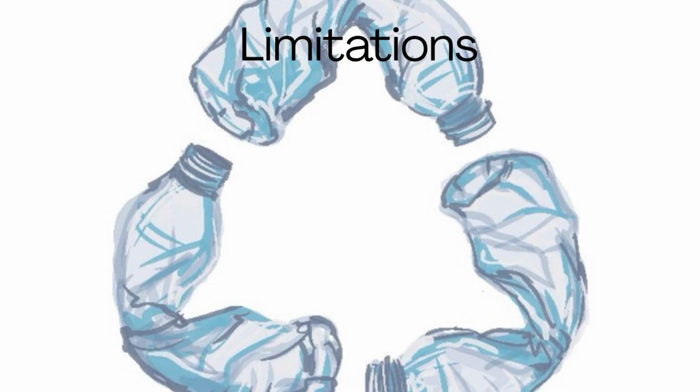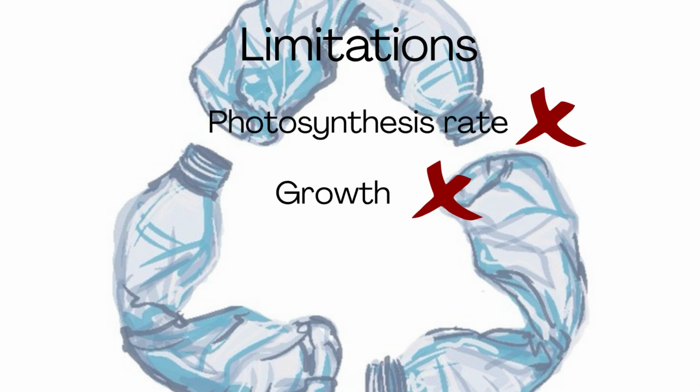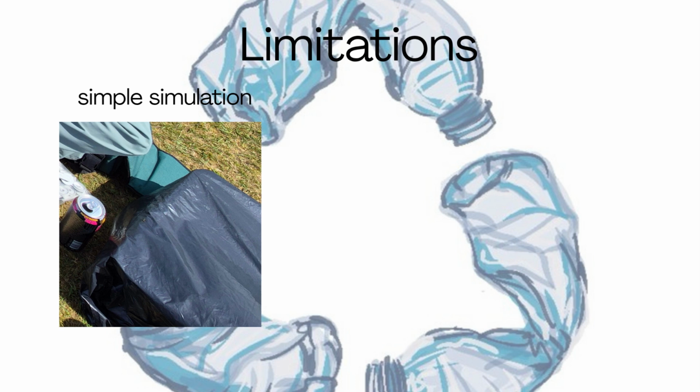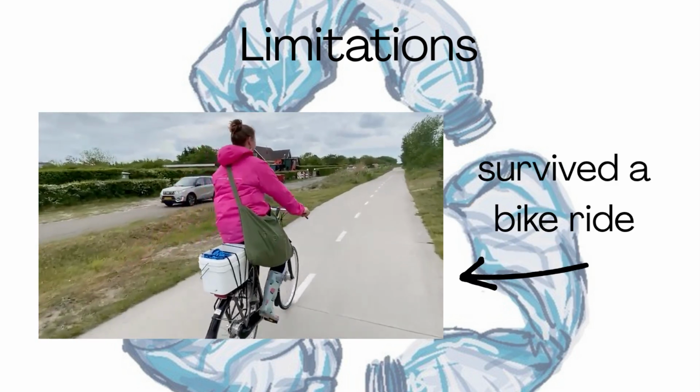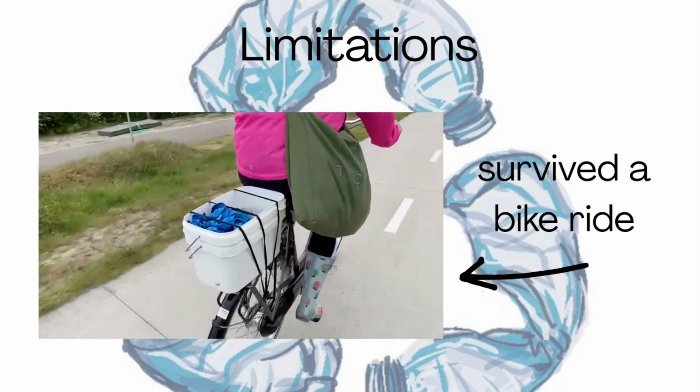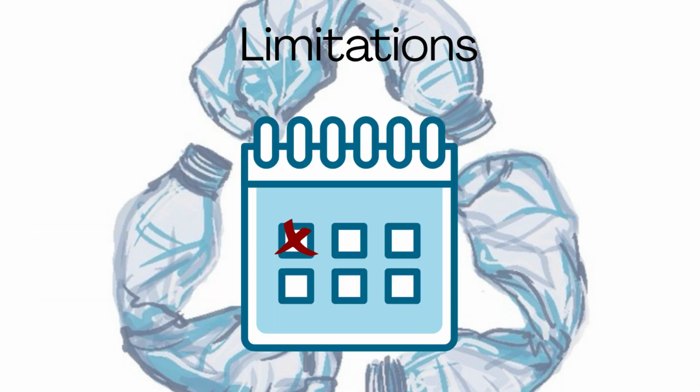However, the experiment did not measure the actual photosynthesis rate, the growth or long-term survival of the plants. The plastic covering was also a simplified simulation of microplastic pollution, and differences in weather and time may have influenced the measurements. The tested plants, sea lavender and glasswort, are also very resilient. Therefore, the experiment was on the short side, at only 4 days, to notice change.